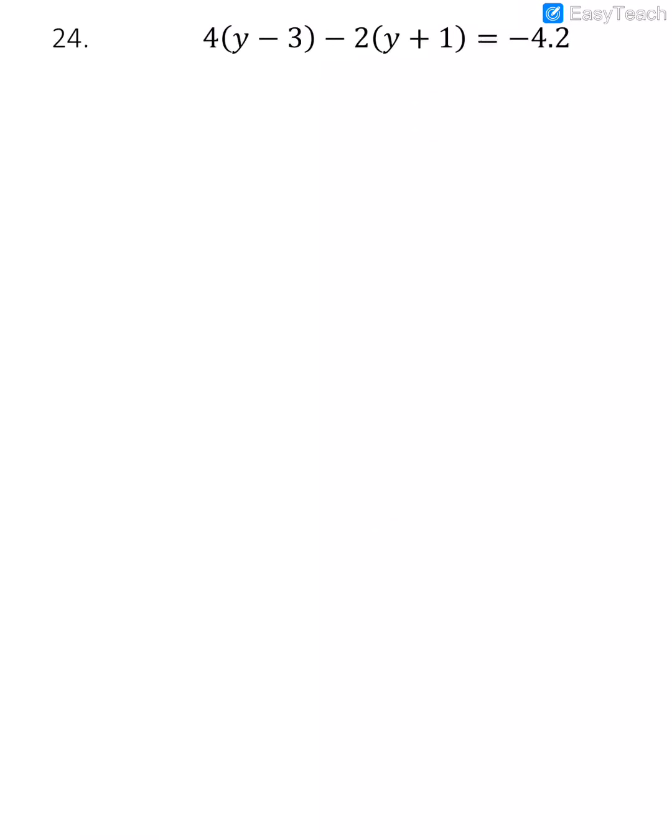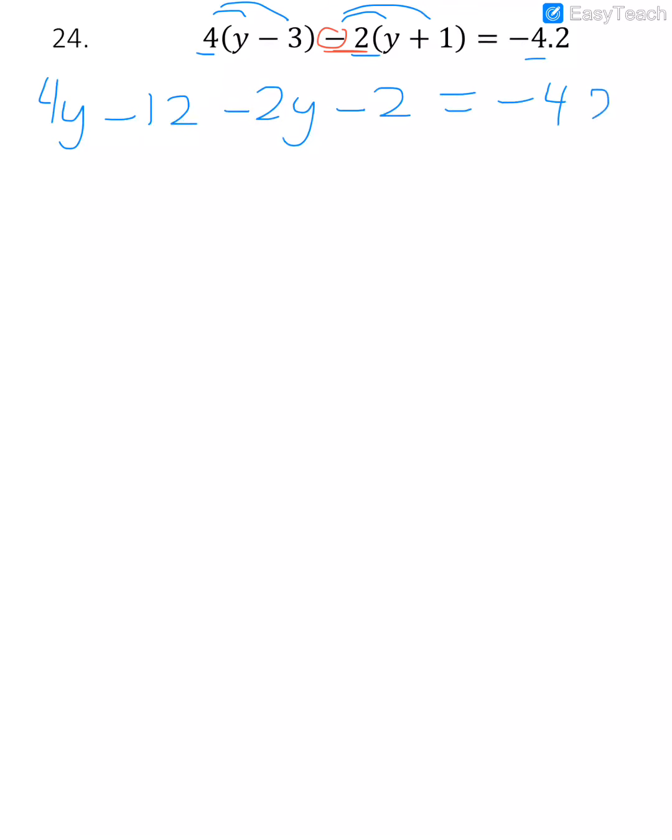Alright, let's try a slightly more complicated one here. So number 24 on the assignment. So because there's decimals, there's multiple terms here, I'm not going to try and divide first, we're just going to distribute. Okay, so we're going to multiply that into there, that including the negative sign, into those brackets. So we get 4y minus 12 minus 2y minus 2, because this negative sign is attached to this 2 here. Just don't forget that. And that equals negative 4.2.